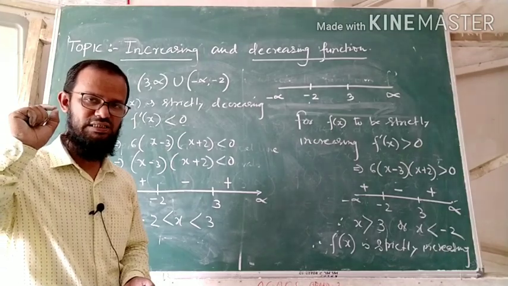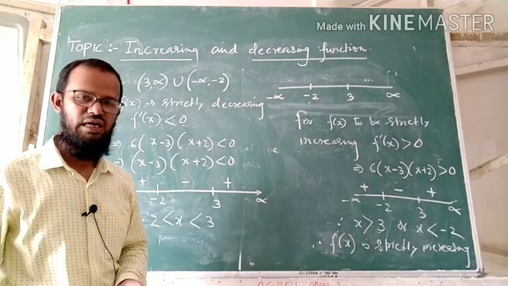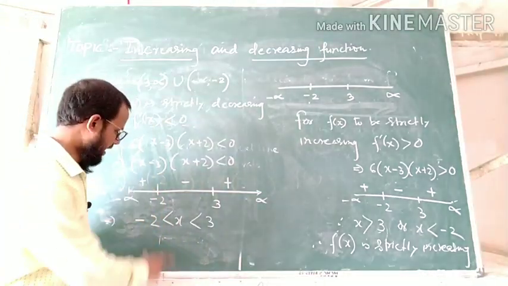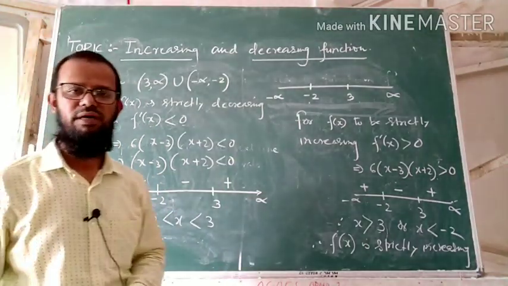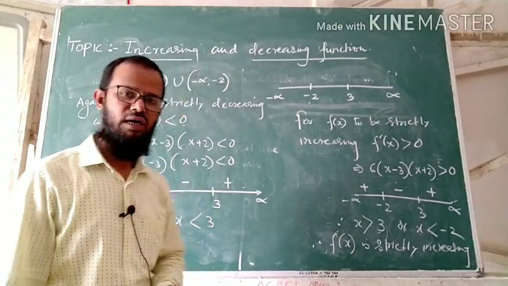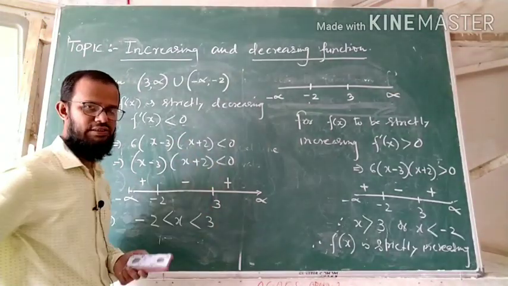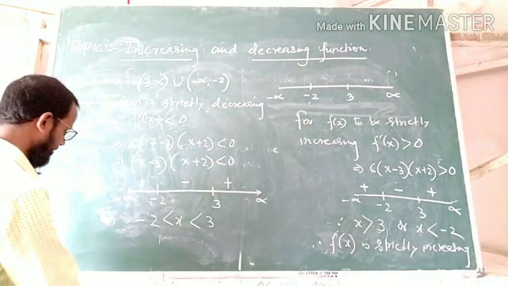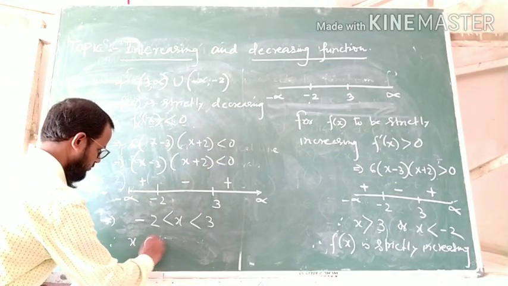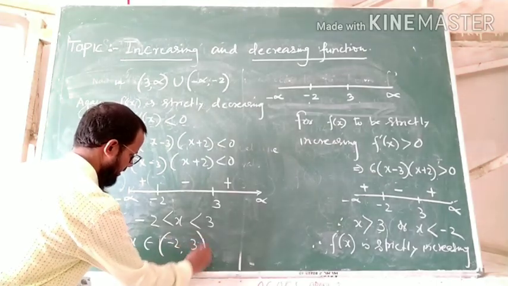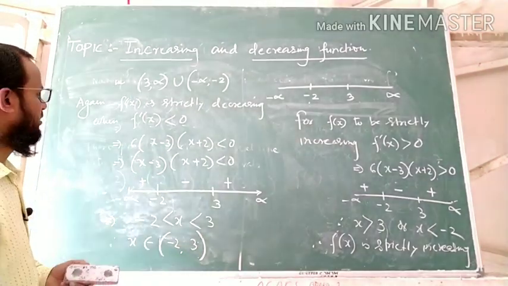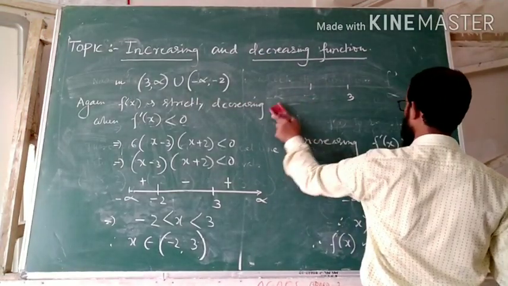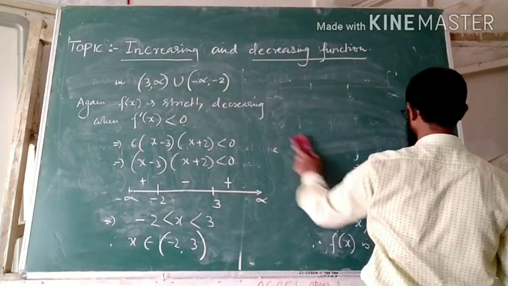दैट मीन एफ डैश एक्स लेस देन 0 मीन्स एफ एक्स इज स्ट्रिक्टली डिक्रीजिंग. एंड व्हेन एफ एक्स इज स्ट्रिक्टली डिक्रीजिंग then what is the condition on x? X lying between what? Minus 2 to 3. And why not close? Because of the strictness. Okay, that is the strict inequality. So from here therefore x belongs to minus 2 to 3. This is the interval. So you can conclude that. What is the final conclusion? Your final conclusion will be f x is strictly decreasing.